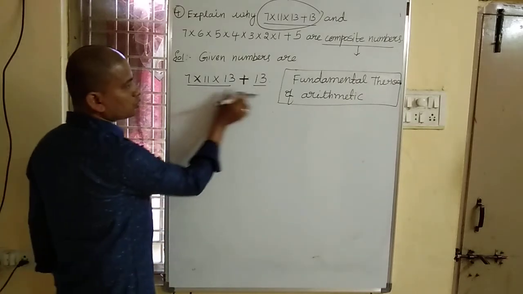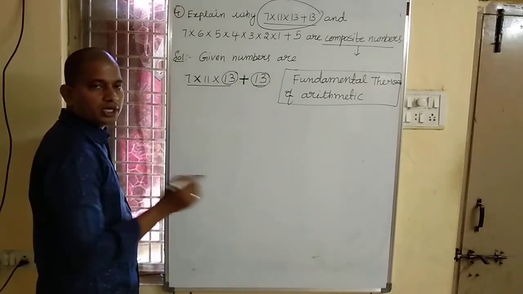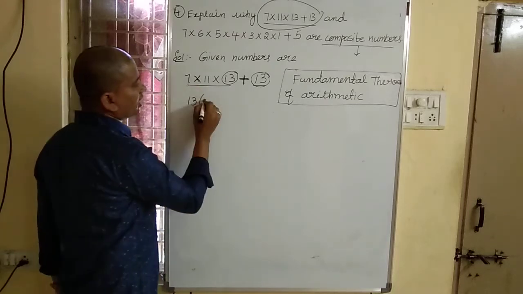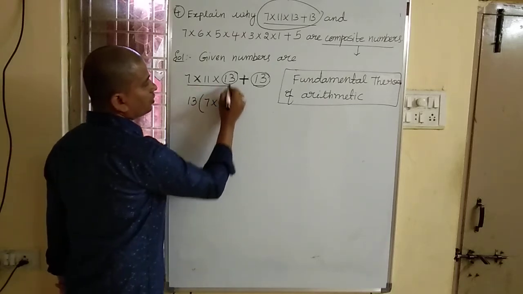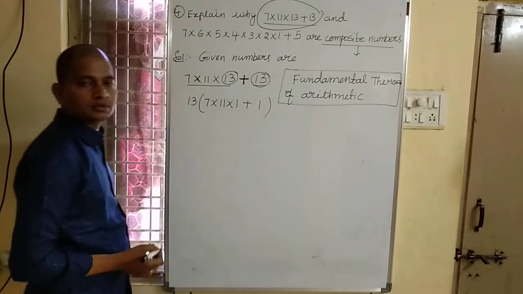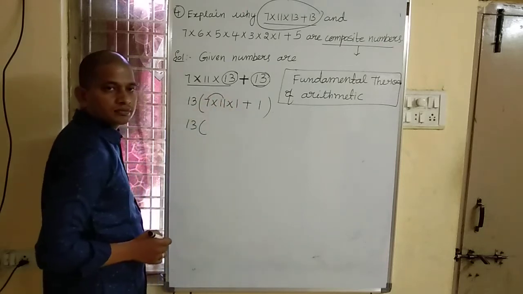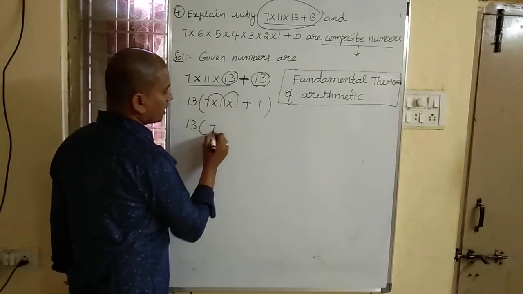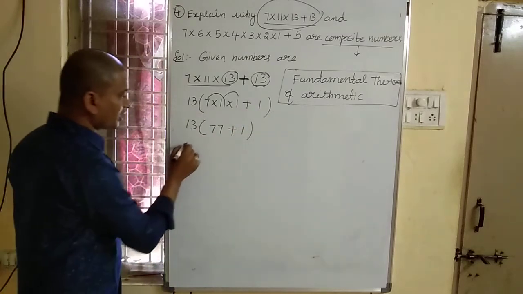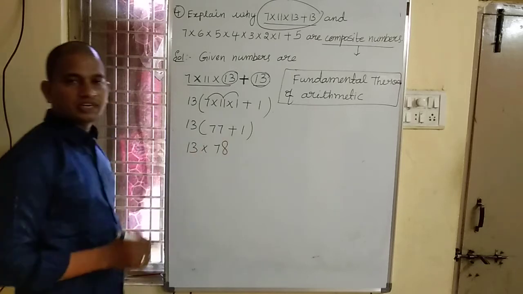If you observe these two terms, 13 is common in both. If I take 13 as common, what is left here? 7 into 11 into 1, plus 1. So 13 into, 7 times 11 is 77, 77 into 1 is 77, plus 1. So 13 into 77 plus 1, which is equal to 78.